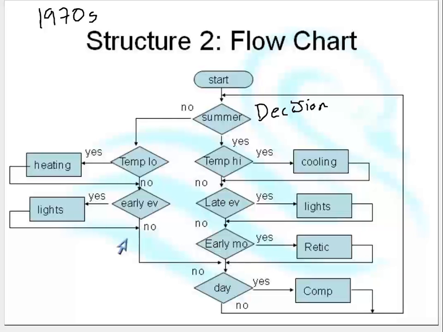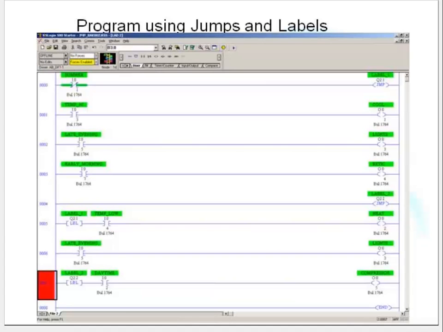Okay, to implement this, what we would do is we would do lots of jumps. So implementing programming flowcharts using ladder, we would do jumps. So you'd have these things here. Is it summer? If it's not summer, jump to label 1. So label 1 is down here. So if it's not summer, we jump past all of these lines, we jump from here straight down to here. And then we do these things.